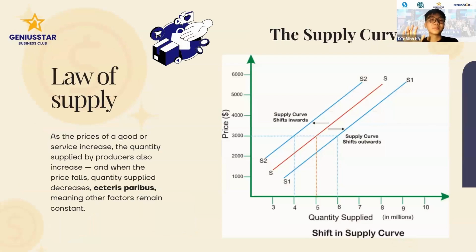The law of supply states that as the price of a good or service increases, the quantity supplied by producers also increases. And when the price falls, quantity supplied decreases. This happens ceteris paribus, meaning when other factors remain constant. On the diagram on the right, you can see the supply curve, with the price on the vertical axis, while the quantity supplied is on the horizontal axis. The upward sloping line shows this positive relationship between price and quantity supplied. A higher price provides greater incentive for firms to produce and sell more, mainly because the potential profit increases. We'll also be talking about shifts later on, but for now, let's just stick to the supply curve.